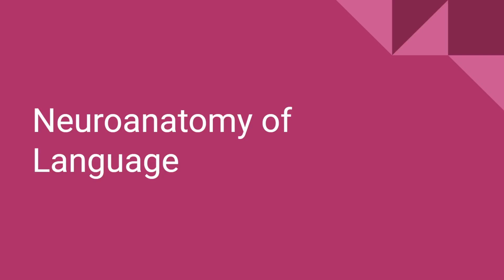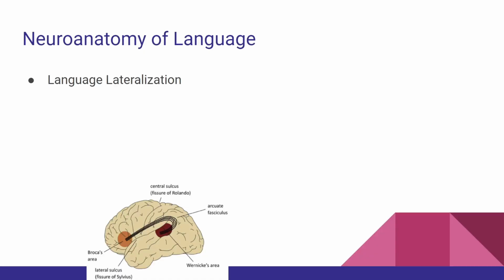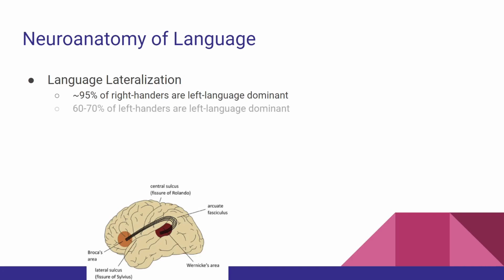So the next system that we're going to talk about is the language system. And language tends to be what's called lateralized, which means one hemisphere preferentially processes language-related information. So 95% of right-handed people are what's called left language dominant, which means typically the left side of their brain will contain the majority of their language processing centers, whereas 60 to 70% of left-handed individuals are left language dominant.